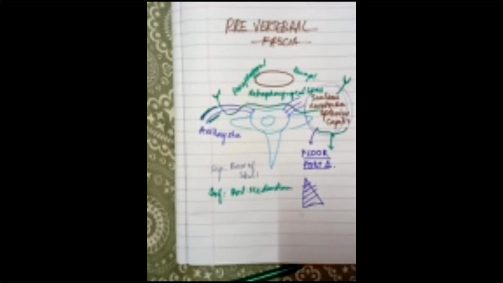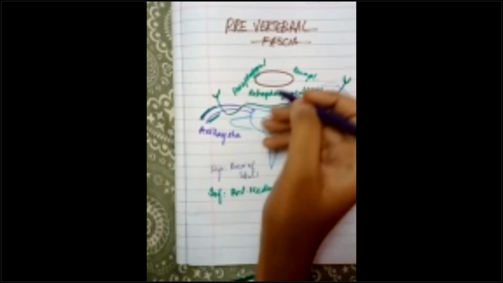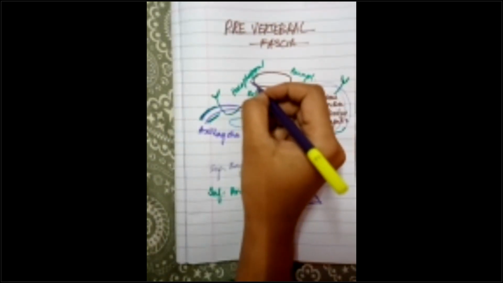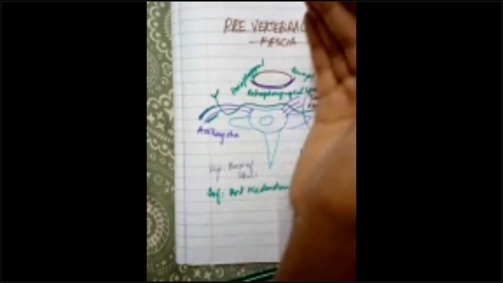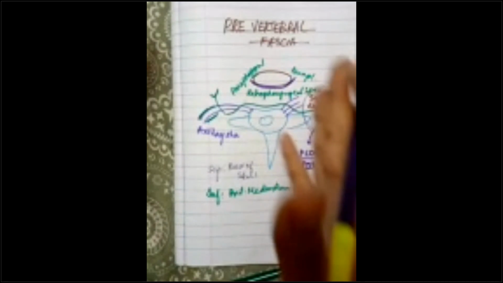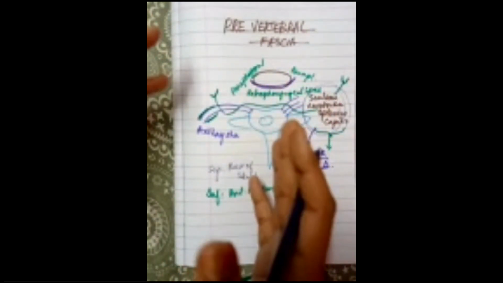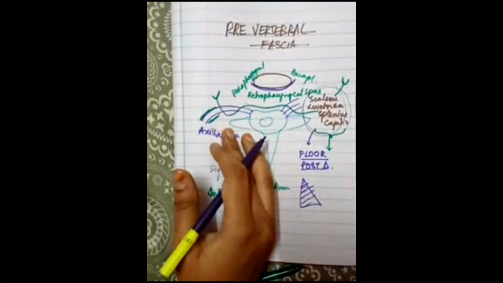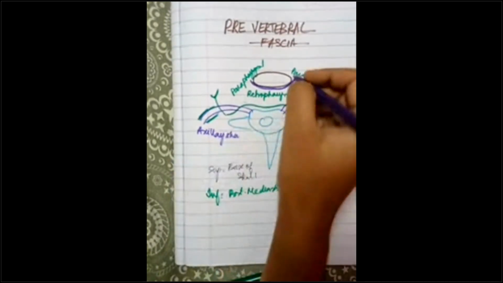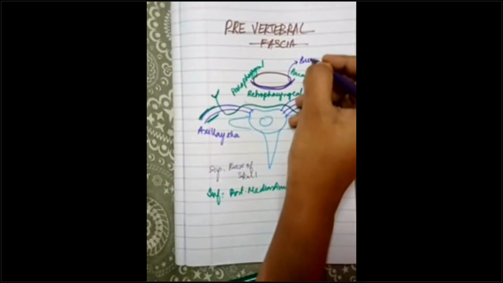What else do we have here? Again, I told you about the buccopharyngeal fascia. It is covering the pharynx. All the muscles of the pharynx, the constrictor muscles, from the base of the skull, the buccopharyngeal fascia is there.